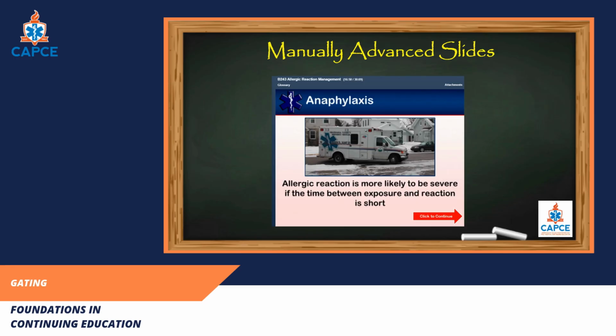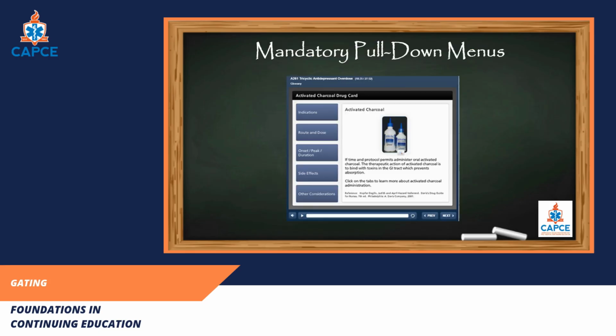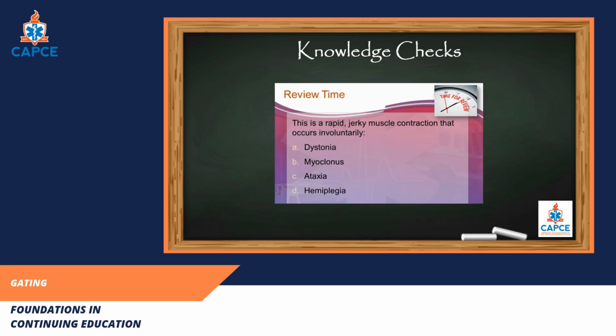Some commonly used speed bumps include the following: slide presentations in which students must manually advance each slide only after the narration is completed. Mandatory pull-down menus that reveal additional information. Knowledge checks in which students must answer questions that test their understanding of the topic. In each of these cases, students are required to actively interact with the platform in order to continue with and complete the course and gain access to the final exam.